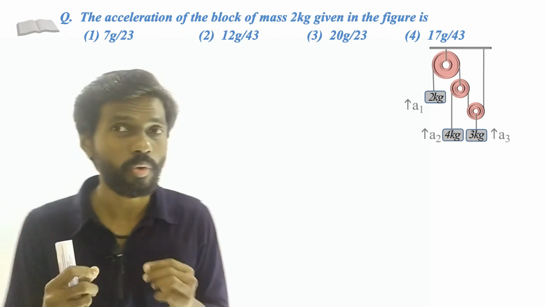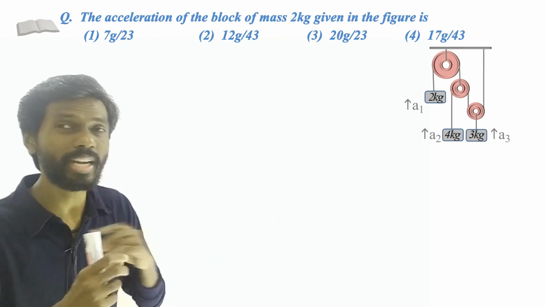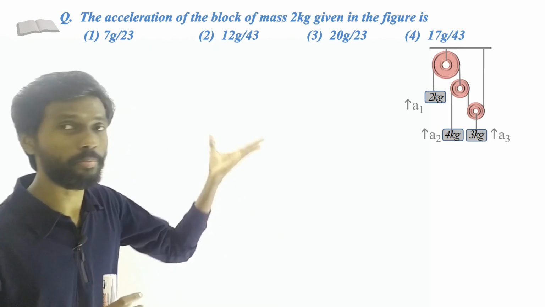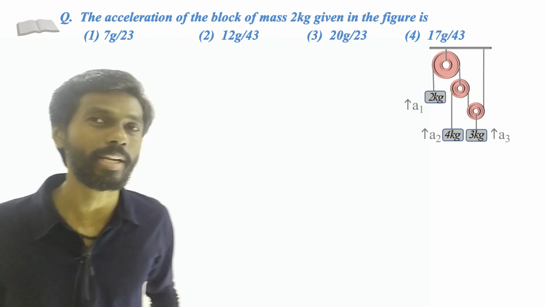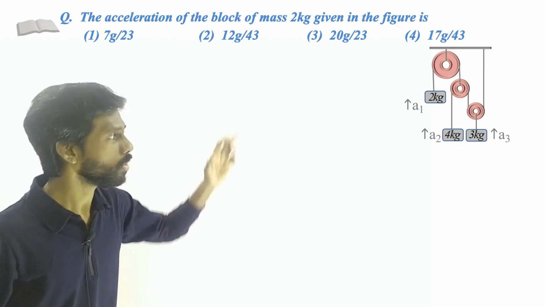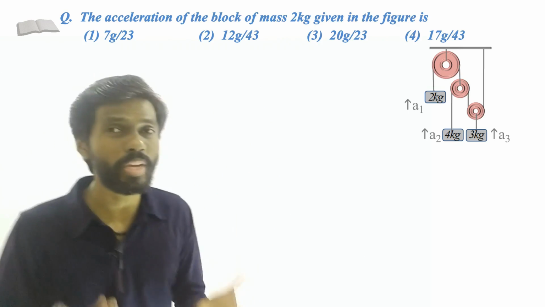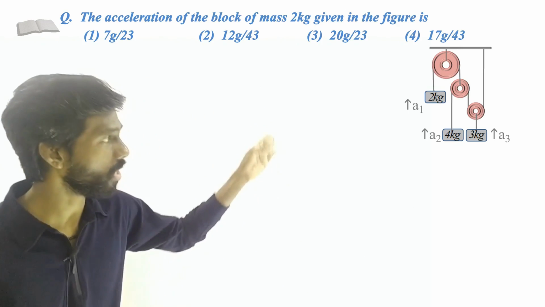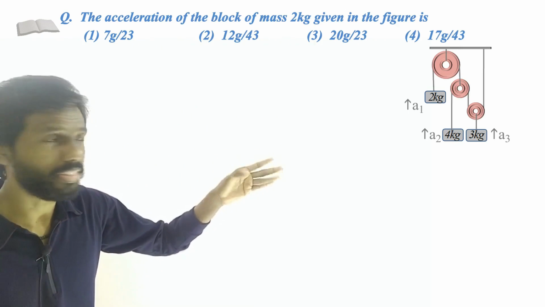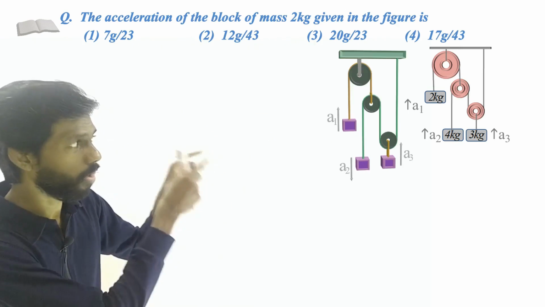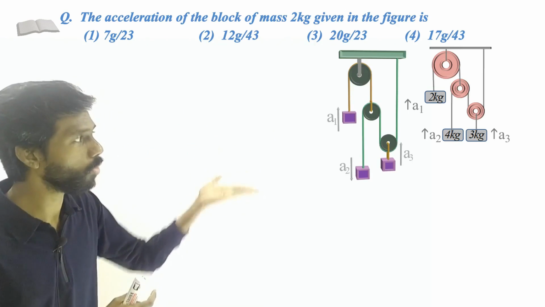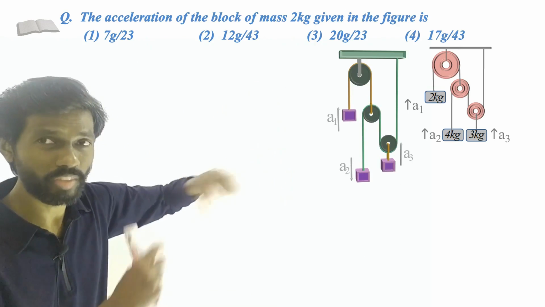Initially we don't know whether these blocks move up or down. The direction of acceleration is not known. So we assume that all the blocks are moving up, so we will get the sign accordingly. If one of the blocks is moving downwards, the value of a1 or a2 will be negative. So let us take all these 3 blocks to be moving in the upward direction, having acceleration a1, a2, a3. Now this pulley in the middle is directly connected to the block of mass 2 kg. That means they always move together. If this block moves up, the pulley will also move down with the same acceleration.